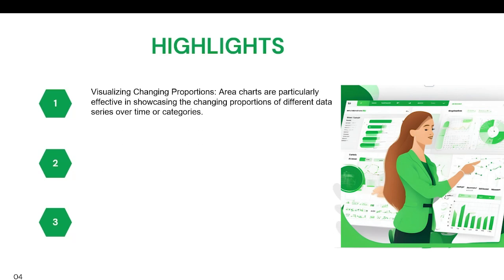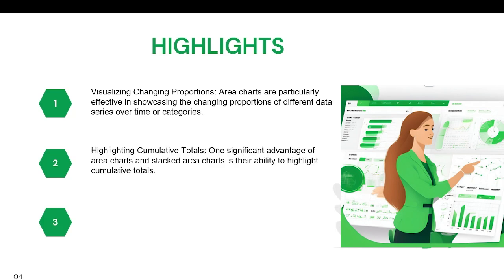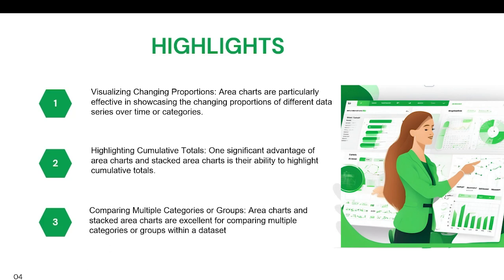Area charts and stacked area charts are used for visualizing changing proportions. Area charts are particularly effective in showcasing the changing proportions of different data series over the time and category. This also highlights some cumulative totals. One significant advantage of area chart and the stacked area chart is their ability to highlight the cumulative totals. Comparing multiple categories or groups, area chart and the stacked area chart are excellent for comparing multiple categories or groups within a data set.